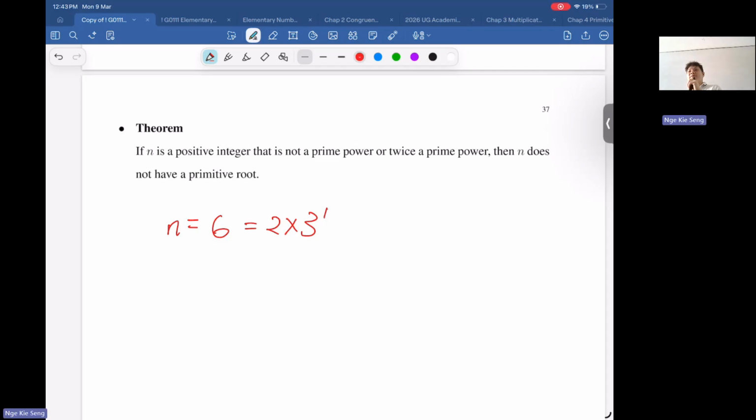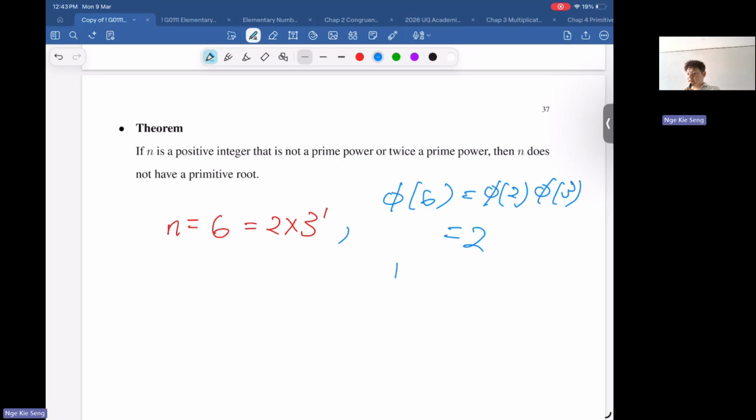Does 6 have a primitive root or not? Do people want to try and check? Let's quickly check and verify this. So phi of 6 is what? phi(2) and phi(3), which is 2. 2 is very quick to check. So if any one of them has order 2, then you found the primitive root already.